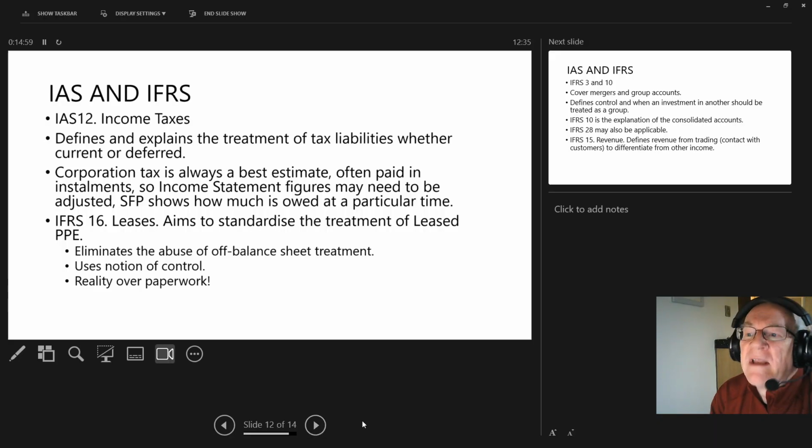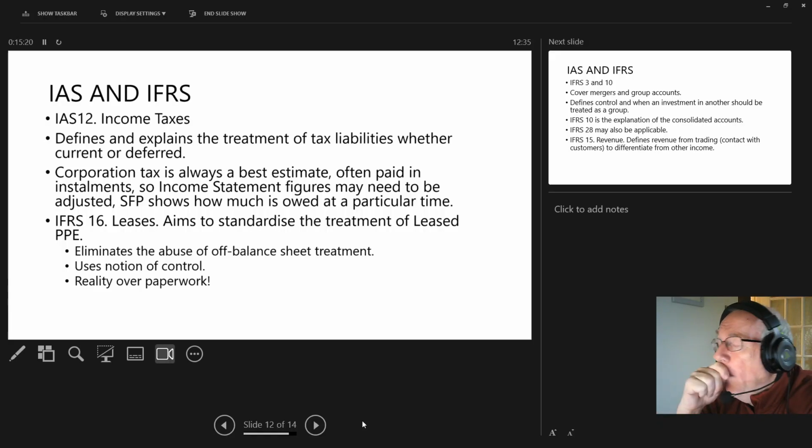Getting towards the end now. Income tax is a fairly short one, fairly easy to understand. The treatment of tax liabilities, whether current or deferred. Deferred, you're paying it later for some reason. Maybe you've been very nice to HMRC and they've let you pay late. But ultimately, in the accounts, corporation tax is a best estimate. Done by professionals, a valid, verifiable set of calculations, but somehow or other, when the buttons are pressed, sometimes it doesn't always quite work out perfectly.